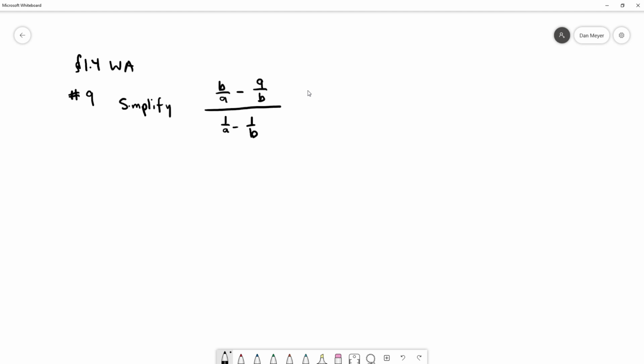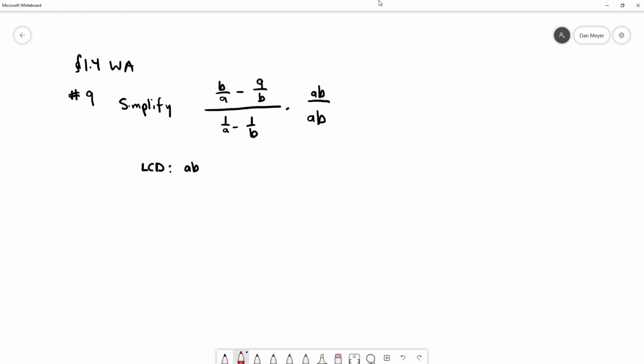The best strategy here, in my opinion, is to find a common denominator, and it's best if you can find a least common denominator. In this case, the least common denominator of all of the fractions. I got 4 different fractions here. The least common denominator of all the fractions is a times b. And so we're going to multiply on top and bottom by that least common denominator. Now, a times b divided by a times b is just 1. So we're not really changing anything. We're just changing the way that it looks.